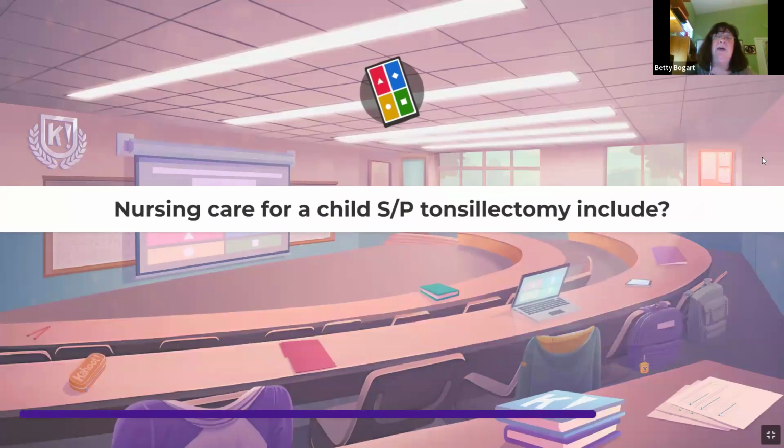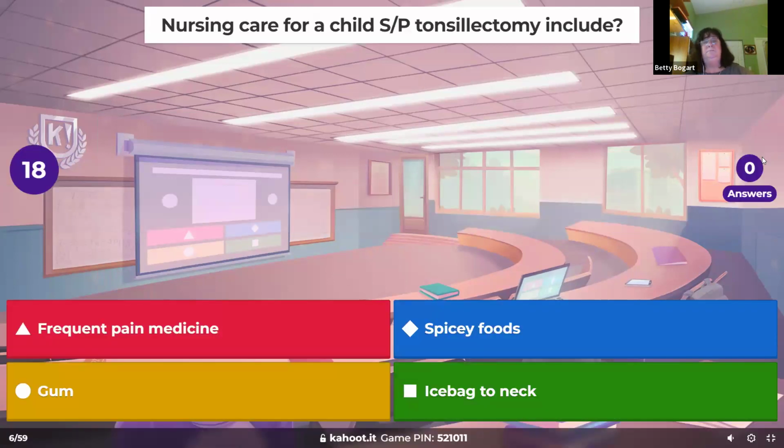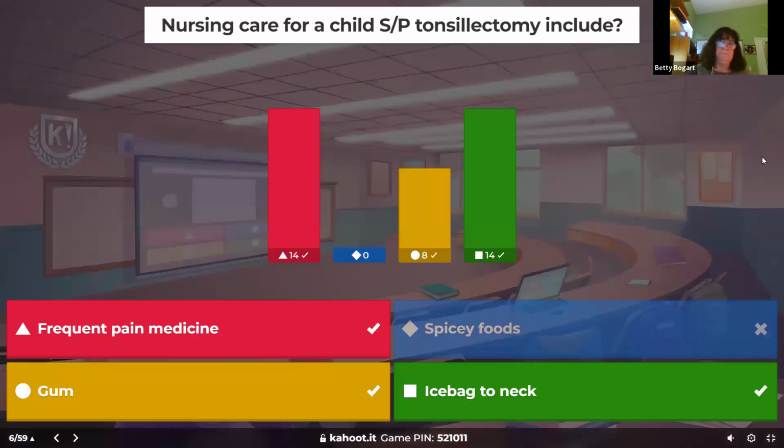Nursing care for a child status post tonsillectomy includes: so tonsillectomies, they do hurt. Pain medicine, and I'm telling you, acetaminophen works. Spicy food, absolutely not. Gum for the older kids, for the ear pain, and the ice bag also. Younger kids don't like it, but older kids will.